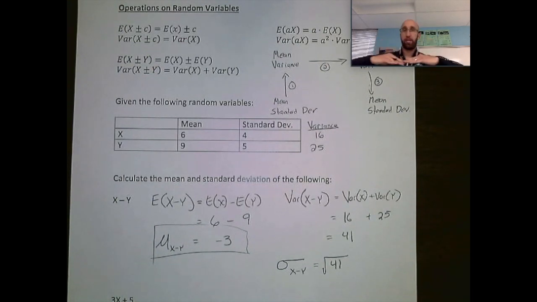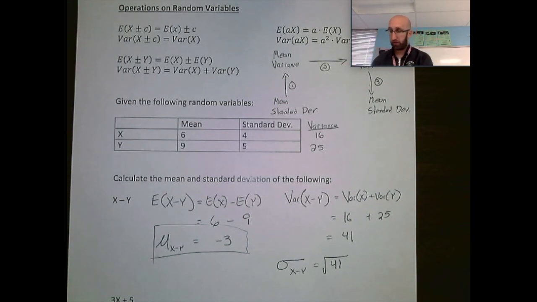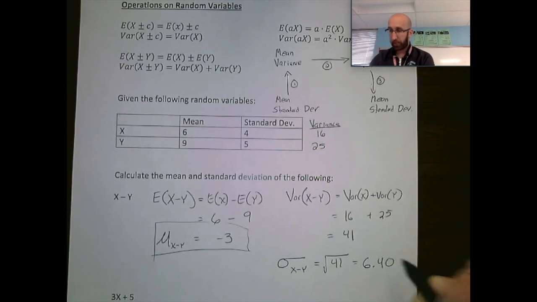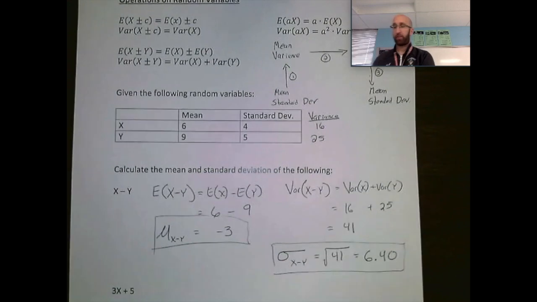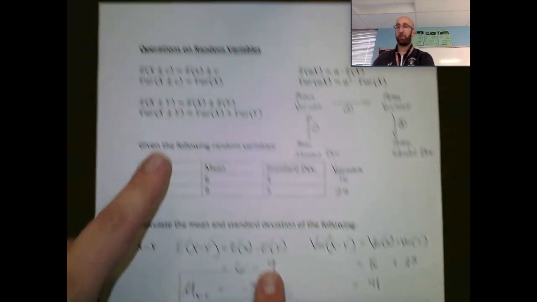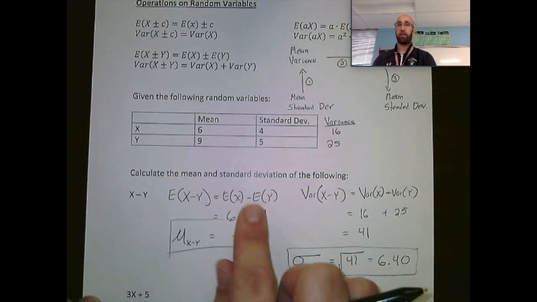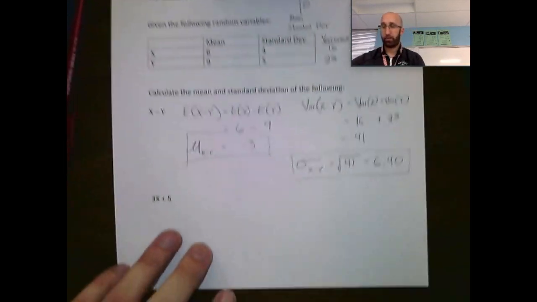To go from a standard deviation to a variance, you square it. To go from a variance to a standard deviation, you square root it. So the square root of 41, I already did this off screen, you're going to get 6.40. So that is my new standard deviation. So that's using these operations on random variables to quickly calculate your new mean and standard deviation of different sorts of combinations.